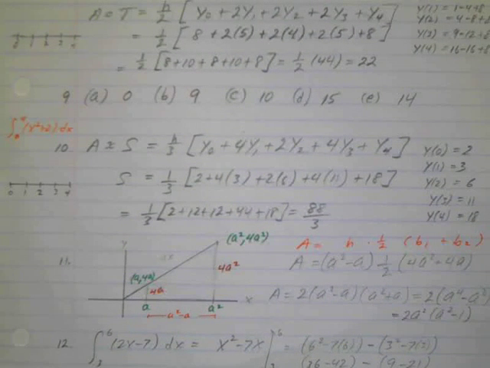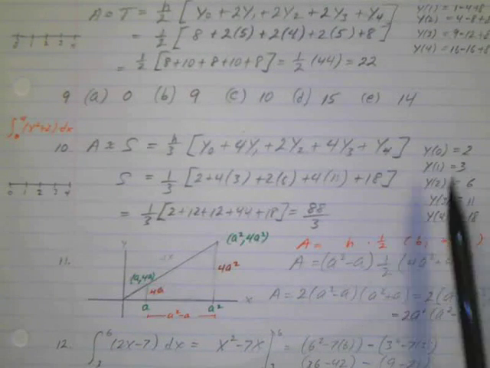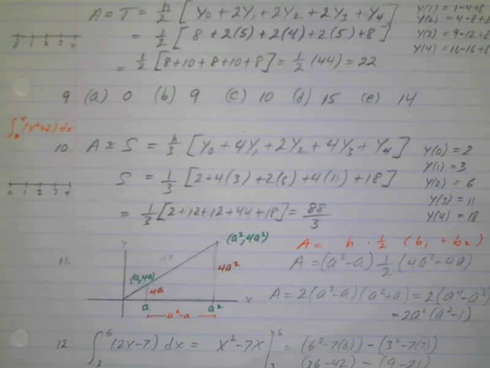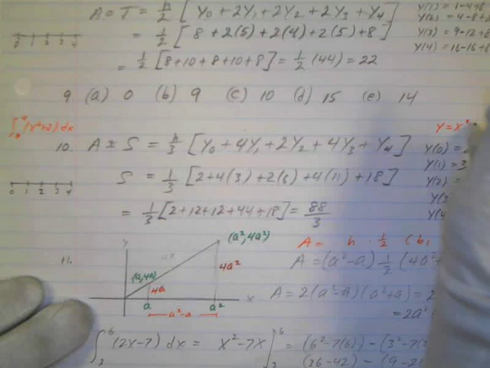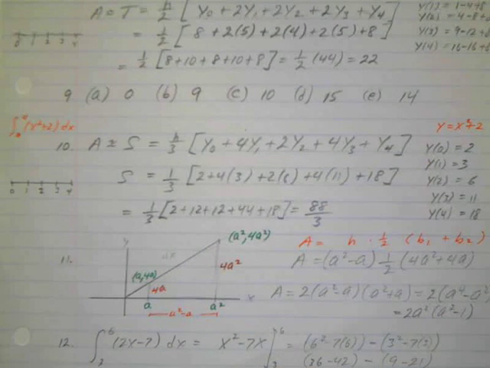Okay, so that's using Simpson's rule. And this is how you find your y's, by putting the values into the x. Remember, y equals x squared plus 2. Okay? So not too difficult. I hope that helps.